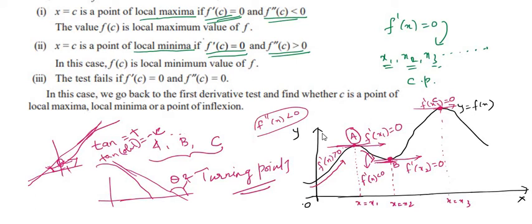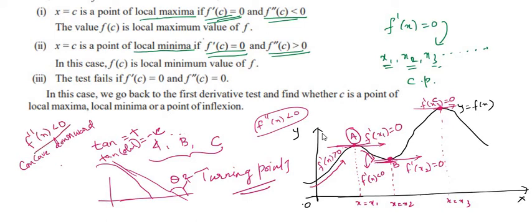If f double dash of x is less than 0, it means the curve is concave downward. Actually it is not in our syllabus. These wordings, I will just mention this, then I will go to the problem. When f double dash of x is less than 0, the curve is concave downward at that point. See here, concave downward. What is meant by concave downward? This we call concave downward, and this we call concave upward. Can you see this?